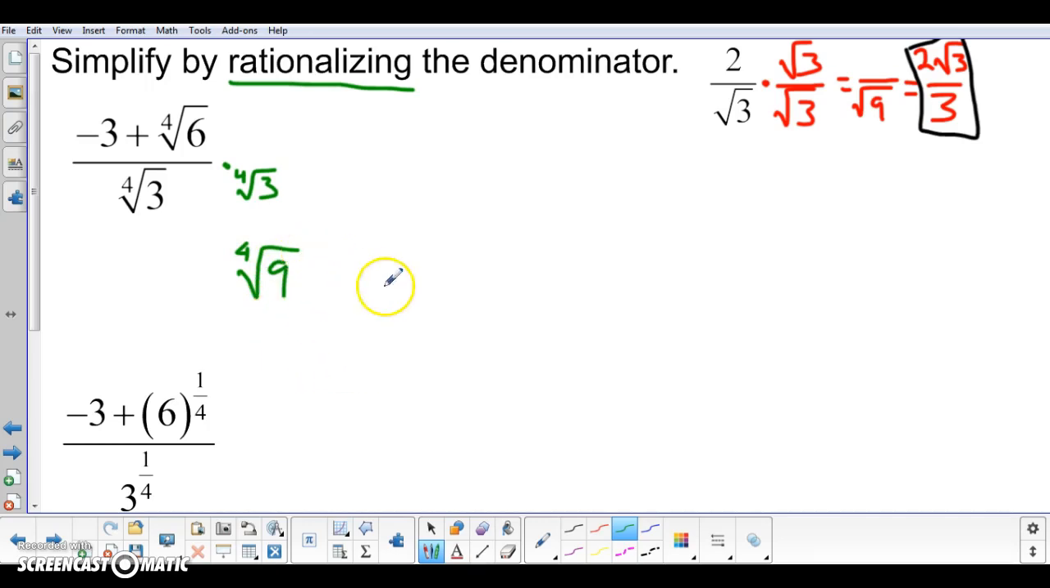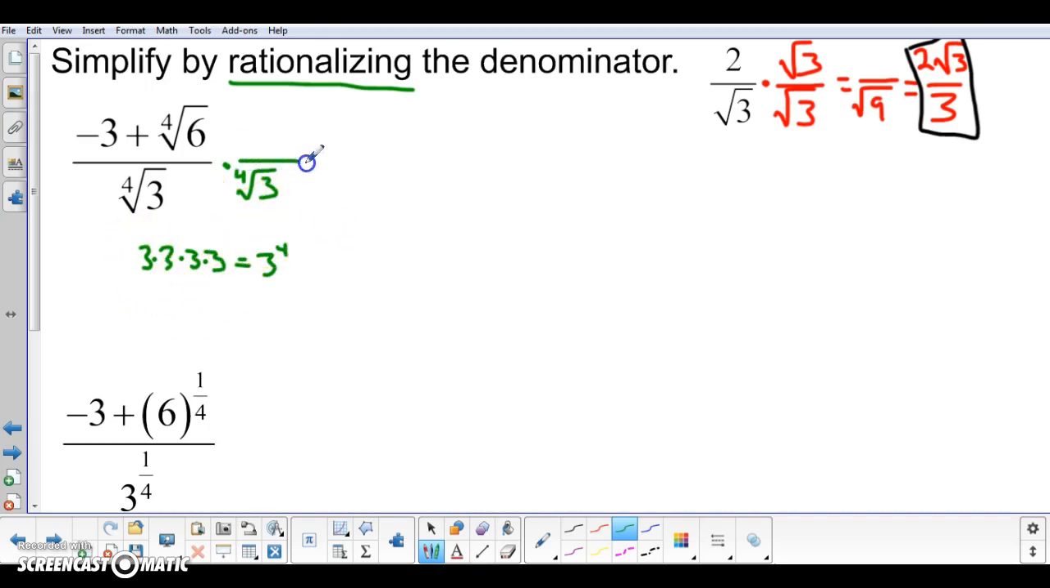So what I need to do is think about how to create a perfect 4th power. Well, a perfect 4th power would be 4 factors multiplied together. In this case, a perfect 4th power would look something like this: 3 times 3 times 3 times 3, or 3 to the 4th. If I had the 4th root of 3 to the 4th, I'd have a nice rational number. So that's my goal here, to create a perfect 4th power.